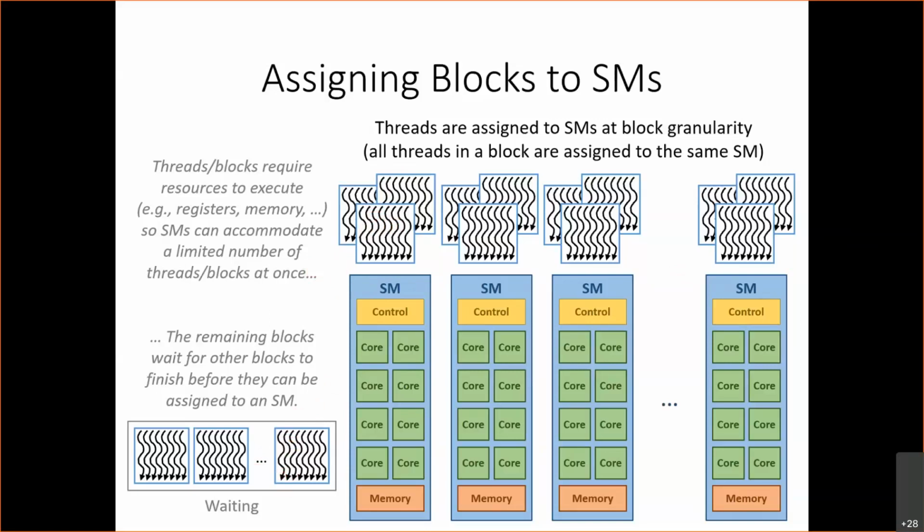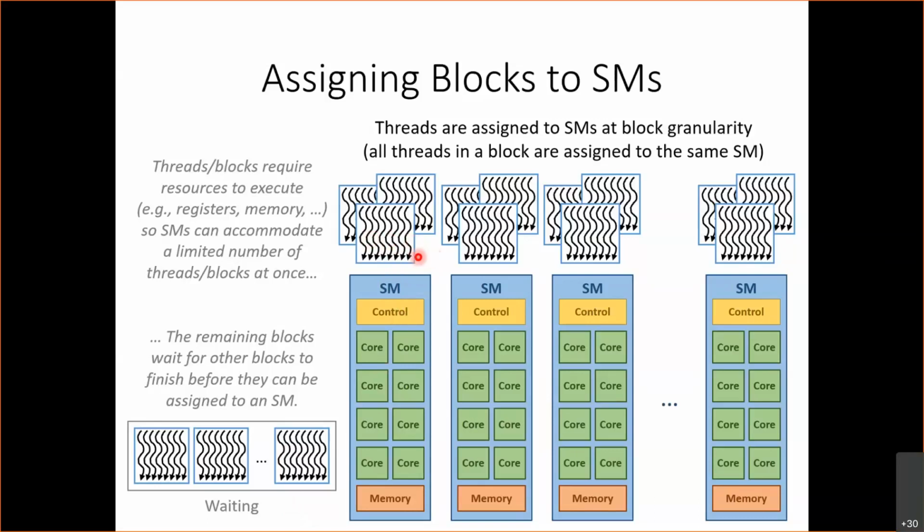Any questions? Yes, doctor, when you say the block is assigned to an SM, is the block itself assigned to one core of the SM, or are the threads divided over the cores? No, the thread block is assigned to the SM. How these threads execute on the cores is something I will talk about shortly.